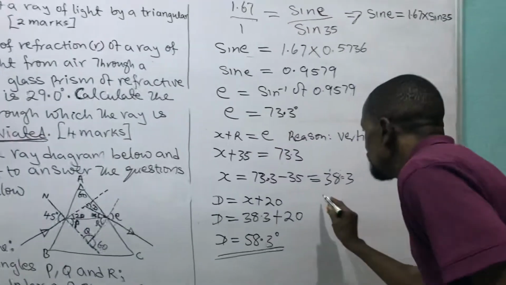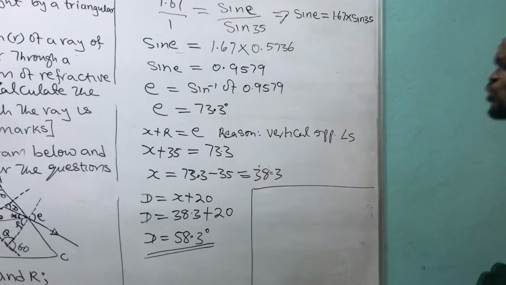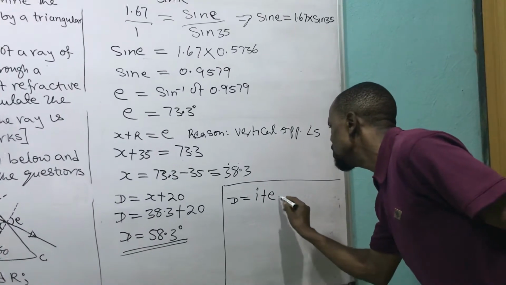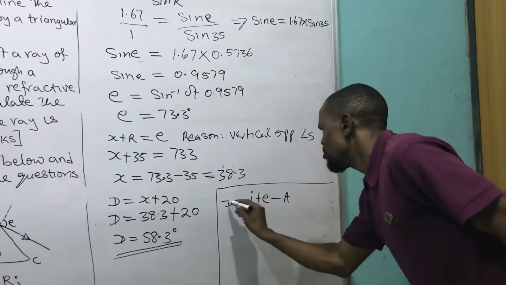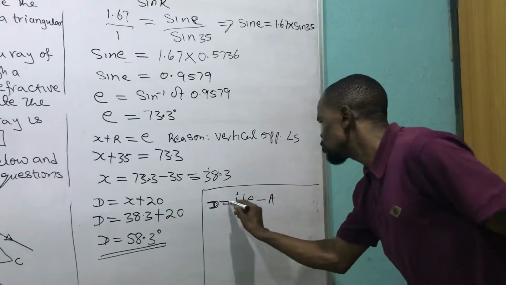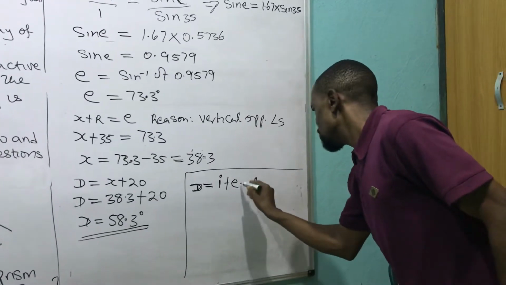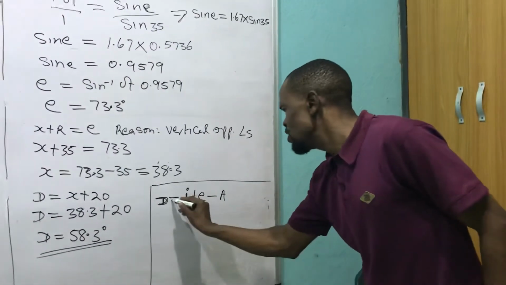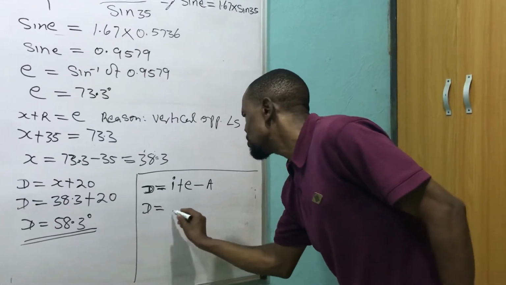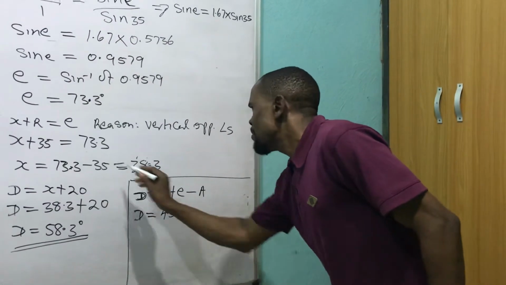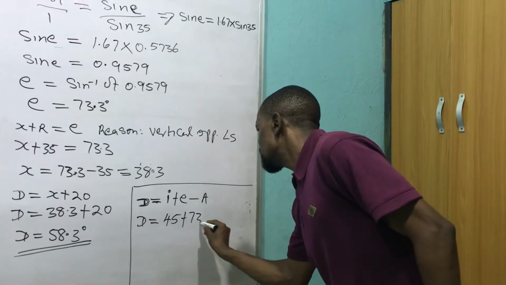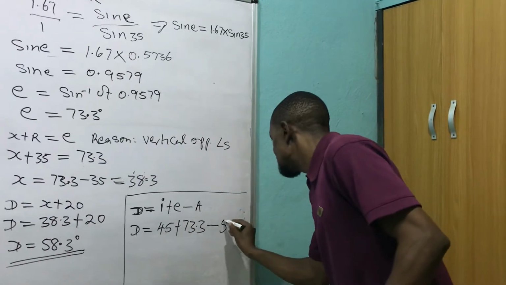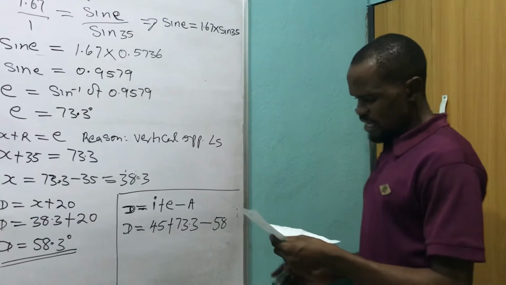Then if they now ask me, I can use the formula which we have proved, that D, the deviation, is equal to I plus E minus A. This is another formula I can use. Go to that proof and you will understand what I'm saying. You can use this formula, and D is equal to, what's my I? 45. What's my E? 73.3. And what is my A?